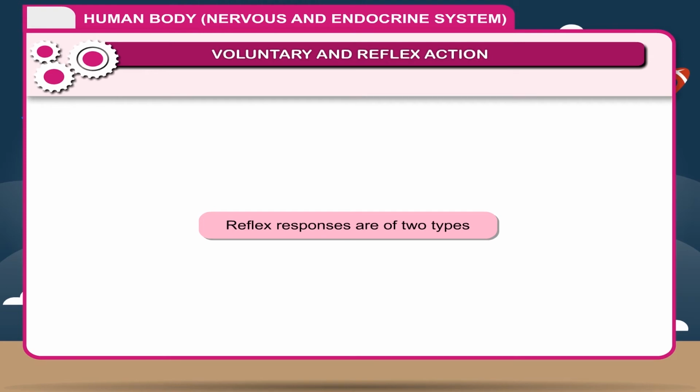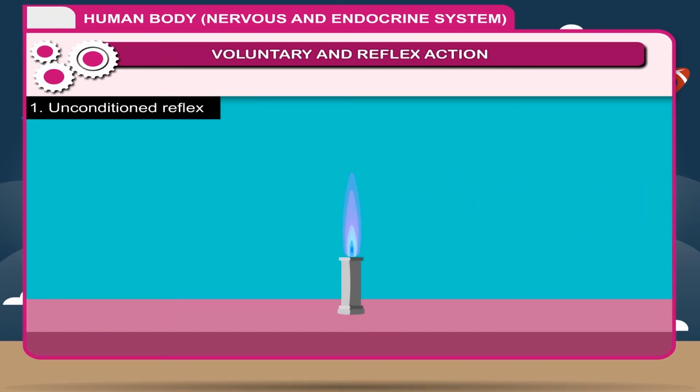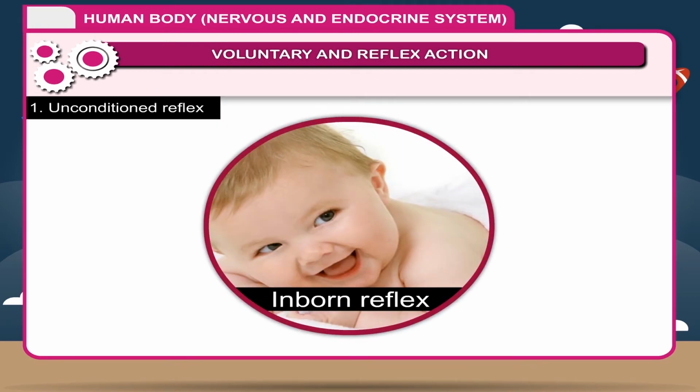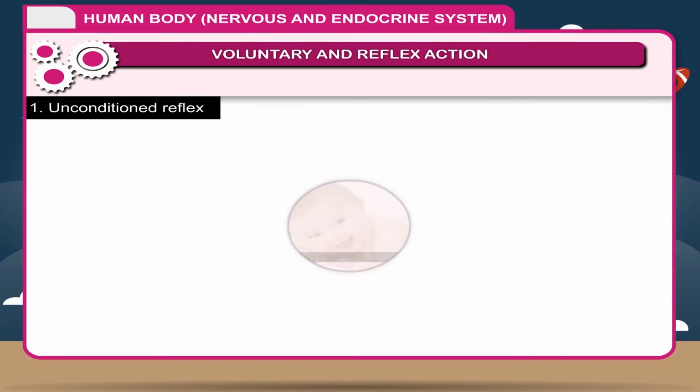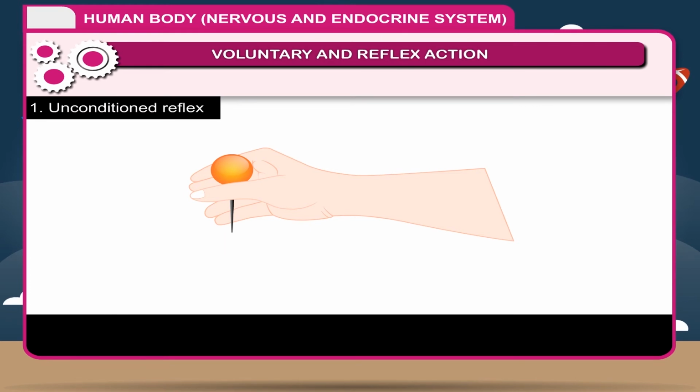Reflex responses are of two types. 1. Unconditioned reflex. It is an automatic response without any precondition and is called unconditioned reflex. It is also called inborn reflex. For example, as you know, on pricking the pin, you automatically pull your hand. It is not being told to you, but it happens automatically.